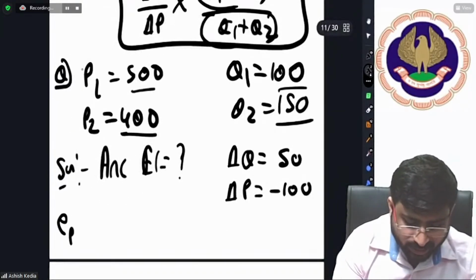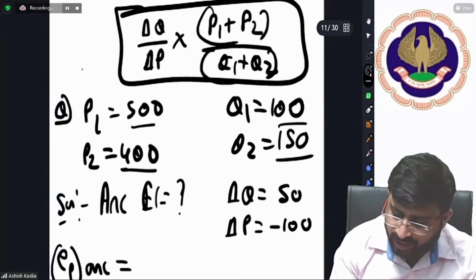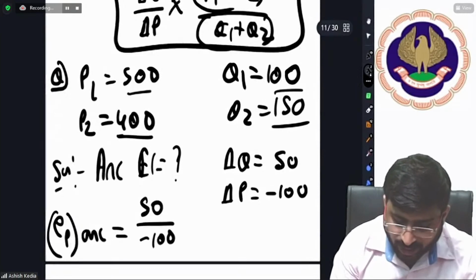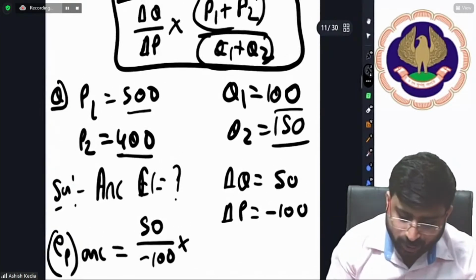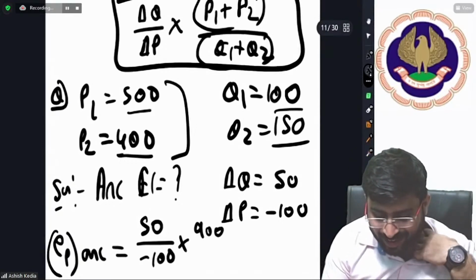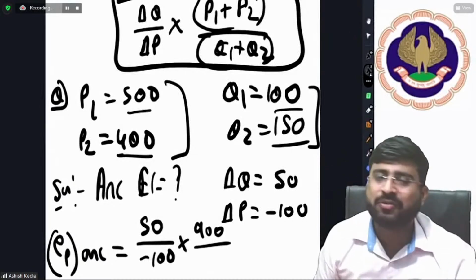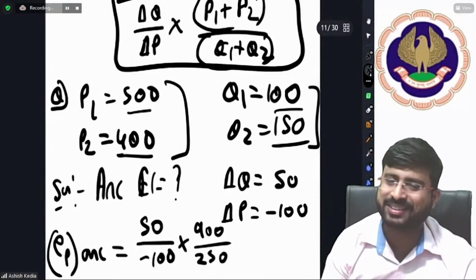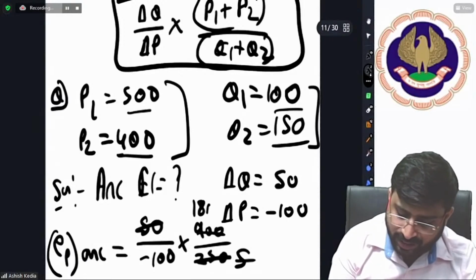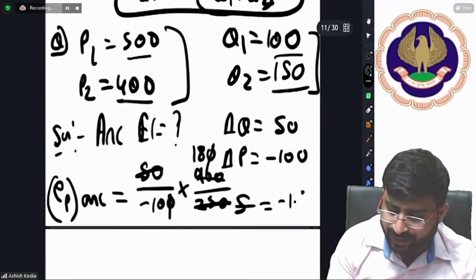Now we will put the formula. Price elasticity using arc elasticity is equal to change in quantity, which is 50, over change in price, which is minus 100, into the sum of price over the sum of quantity. The total of price is 500 plus 400, which is 900. Similarly, the total of quantity is 100 plus 150, which is 250. So if you solve it now, 50 fives are 250, 180 and 0 gone, so 18 by 10, which is minus 1.8.